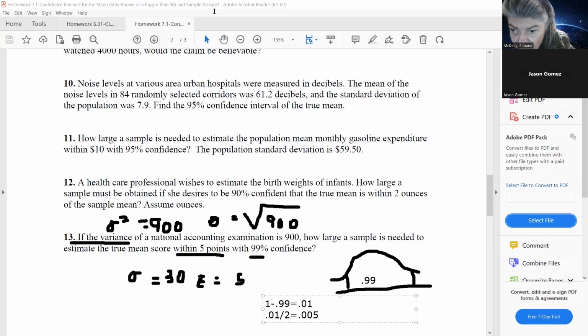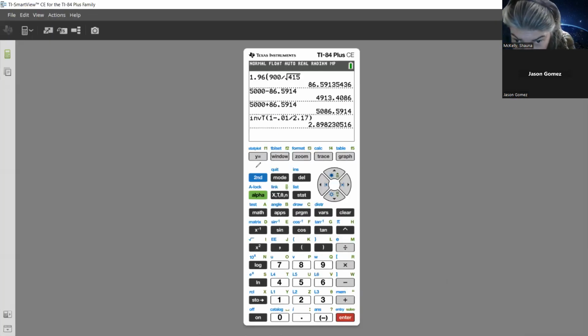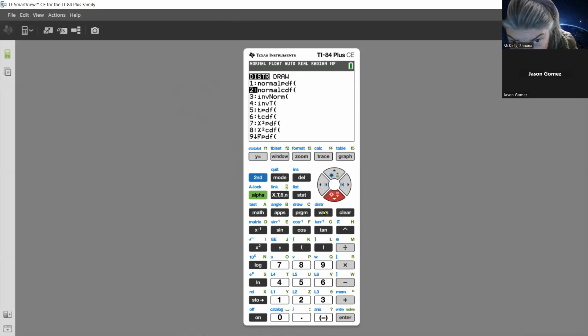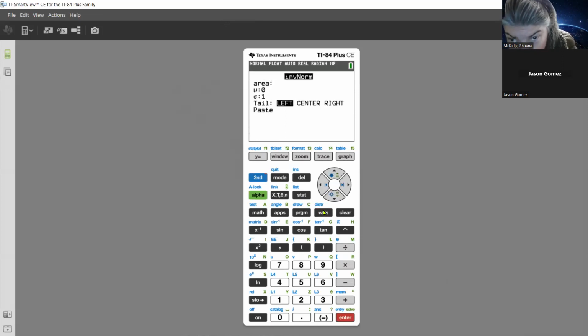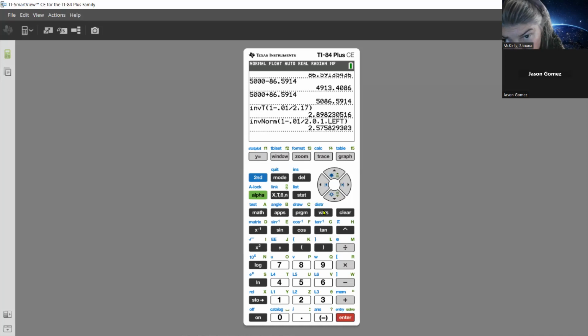So when you put this in, second distribution, inverse norm right here. You can put the whole thing in there: 1 minus alpha, which is 0.01 in this case, divided by 2. And if you do that, you get 2.58 as your Z.